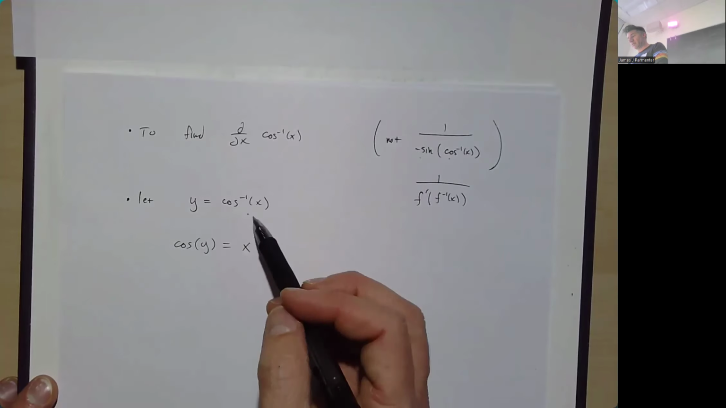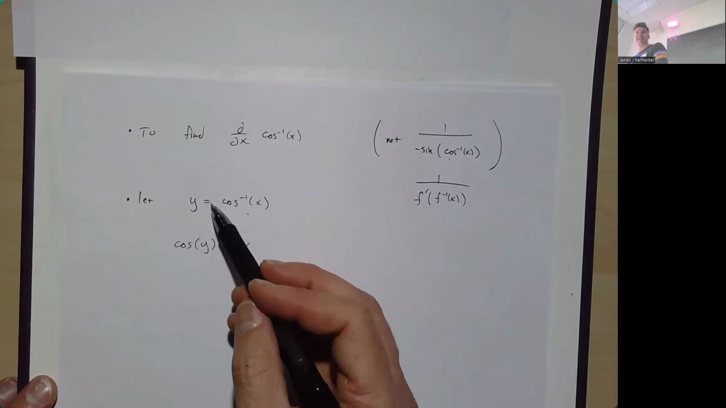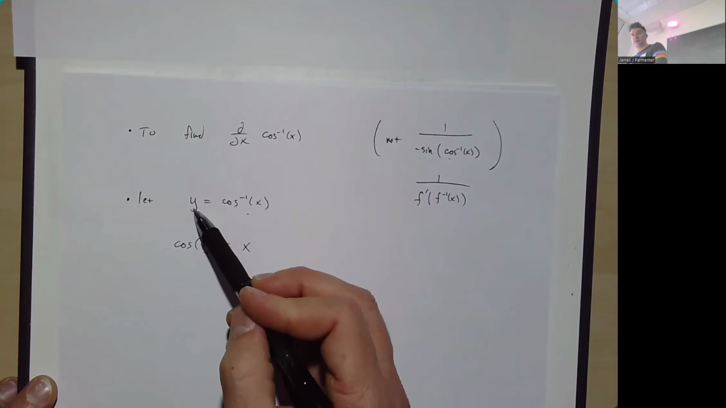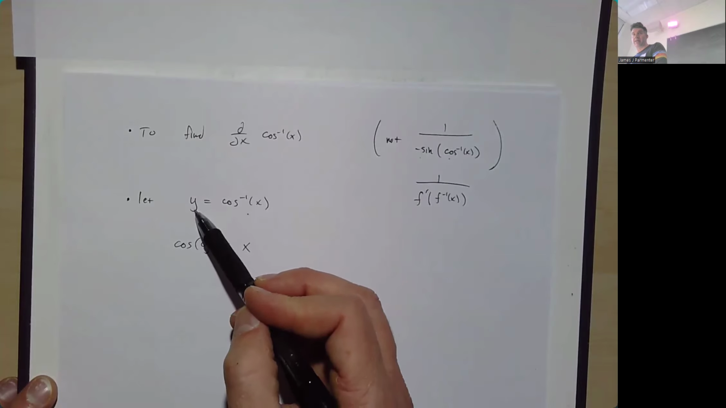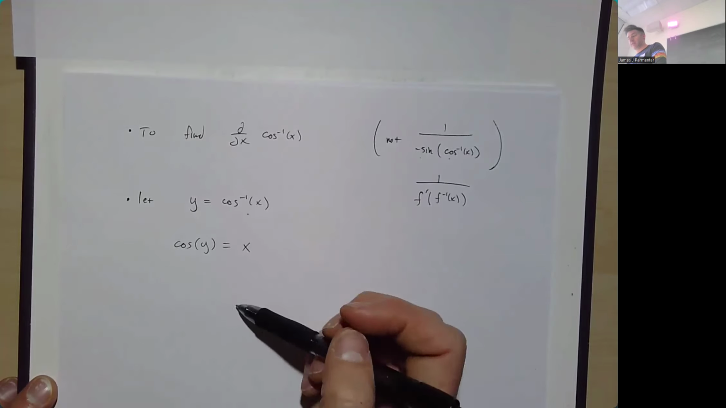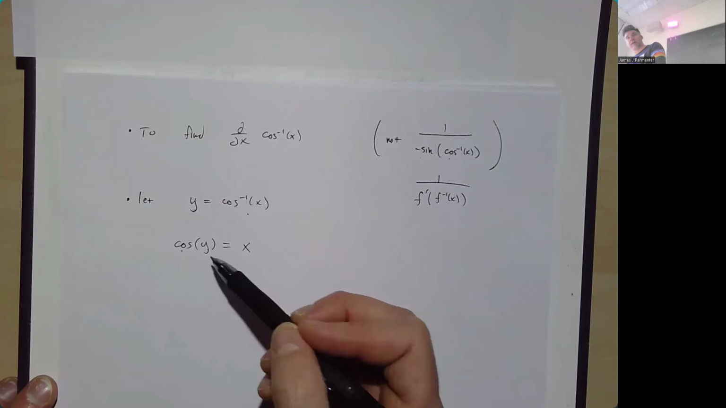Or as I read this, the inverse cosine of x is the angle that if you took cosine of that angle, you would get x. And that's exactly what we're writing down here. That's the angle that if you took cosine of that angle, you would get x.